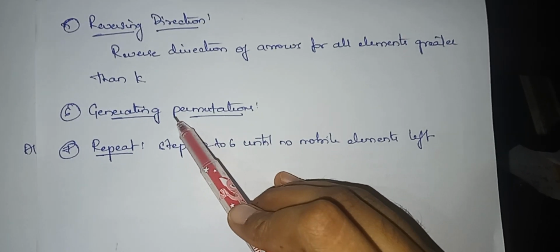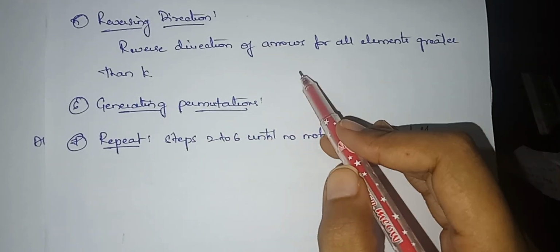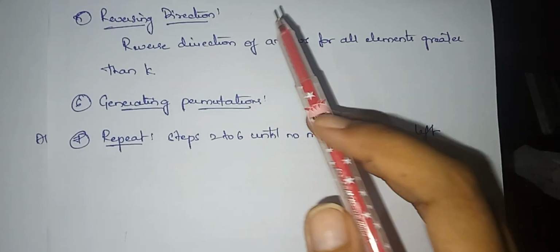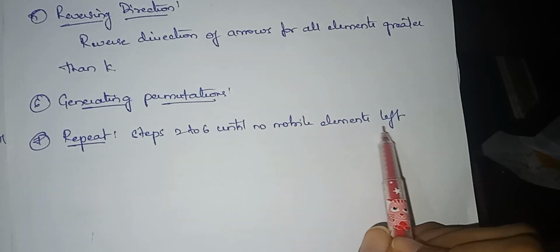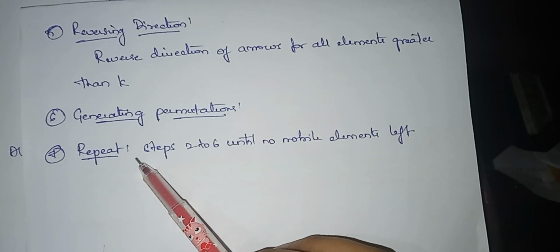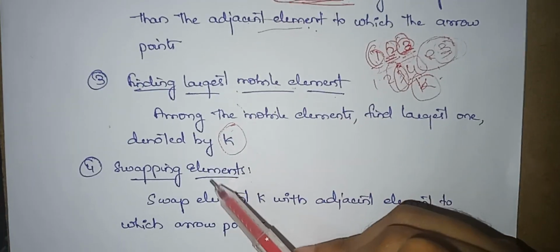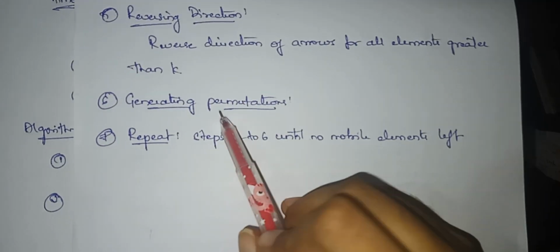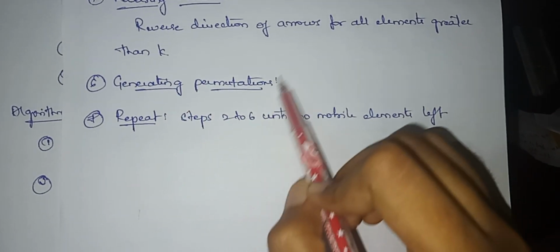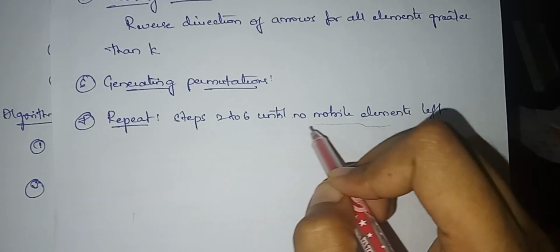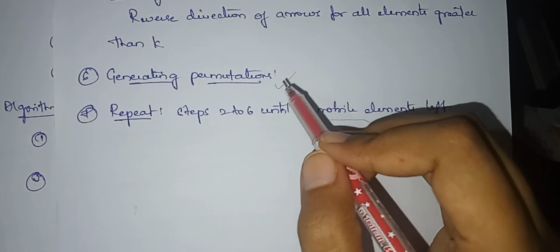Next, the sixth step is generate permutation. So for the given input 1 2 3 or 1 2 3 4, you have to generate all the permutations until there are no more mobile elements left. So we have to repeat steps 2 to 6. That is, identifying mobile elements, finding the largest mobile element, swapping elements, reversing direction, and generating permutations. You have to generate all the permutations until there is no mobile element left. Once no mobile element is left, that ends the number of permutations generated.